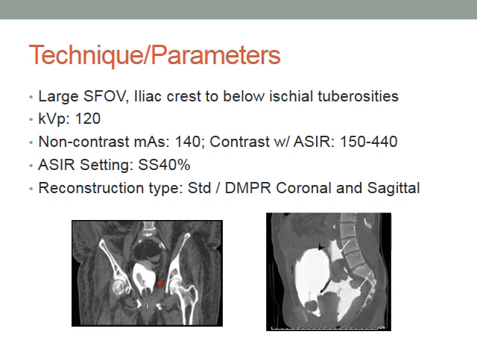The two images below are examples of the coronal or sagittal images of a CT cystogram.